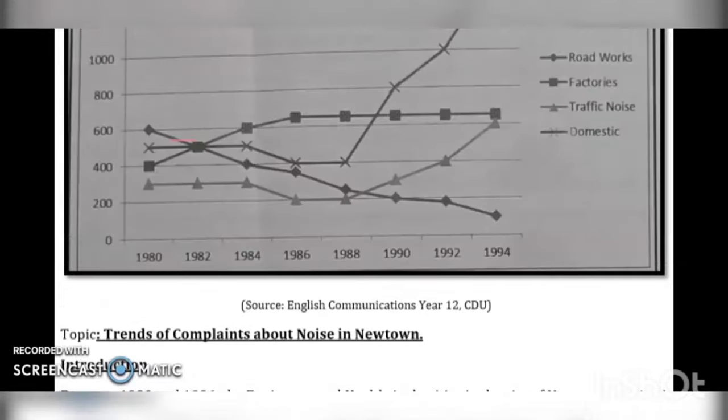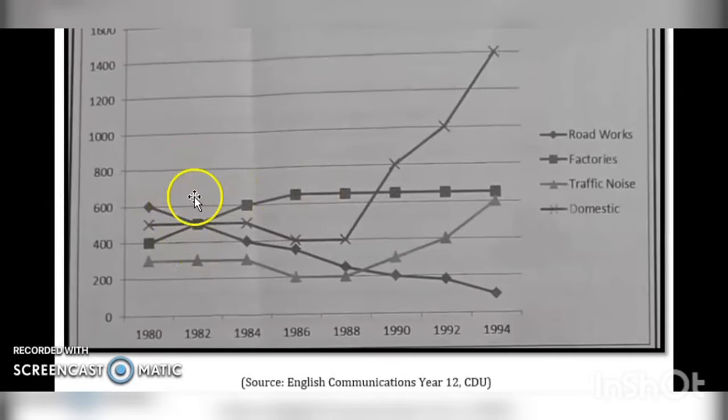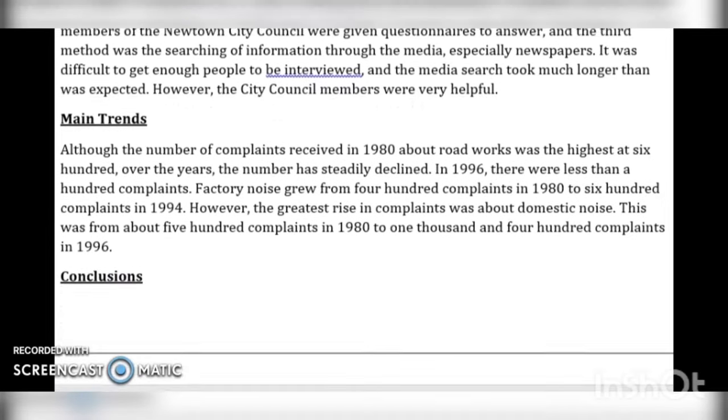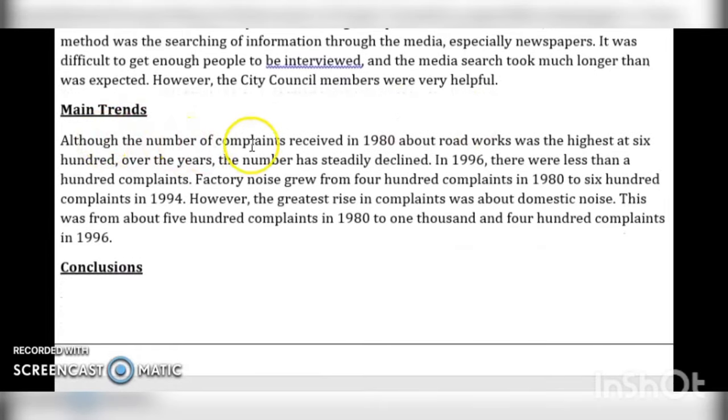Okay, main trends. Main trends, that means you are going to report this. This is what you're going to report, and we call it the main trend. So what is the main trend for the noise in Newtown? Okay, although the number of complaints received in 1980 about roadworks was the highest at 600, over the years the number has steadily declined. Now, in 1996, there were less than 100 complaints. Factory noise grew from 400 complaints in 1980 to 600 complaints in 1994.